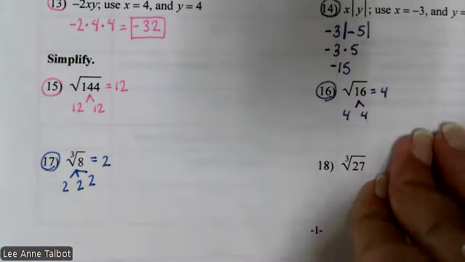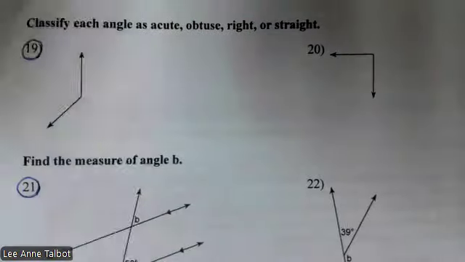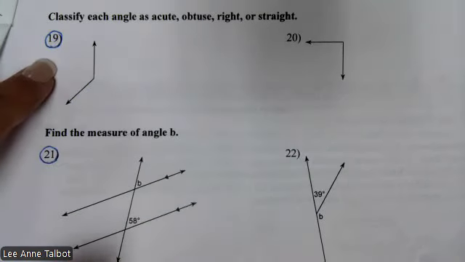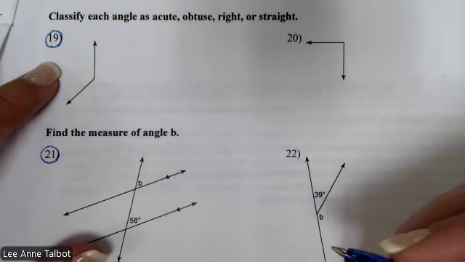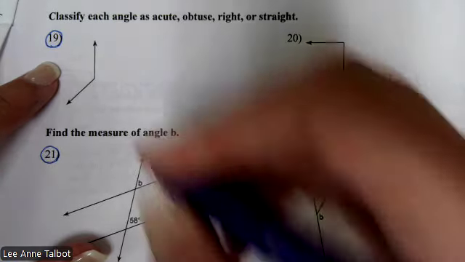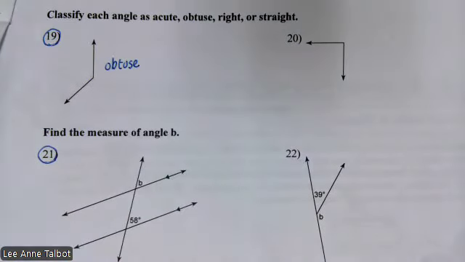Okay, now flip the page over. Number 19 and 20 are my favorite warm-ups. They're the easiest ones ever. Acute, obtuse, right, or straight for number 19. Yes. Obtuse. Obtuse means bigger than 90.